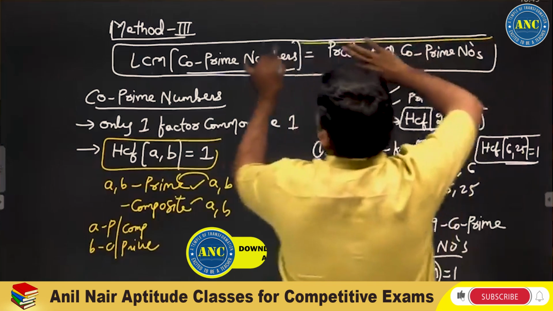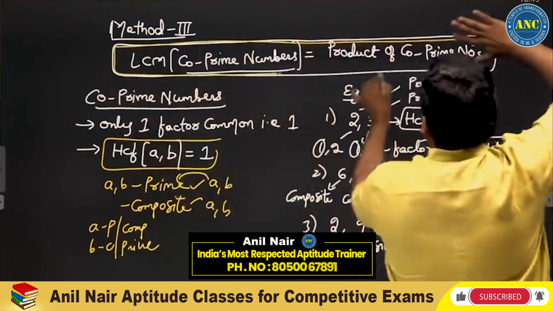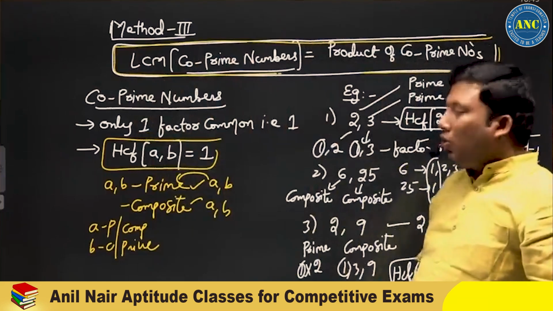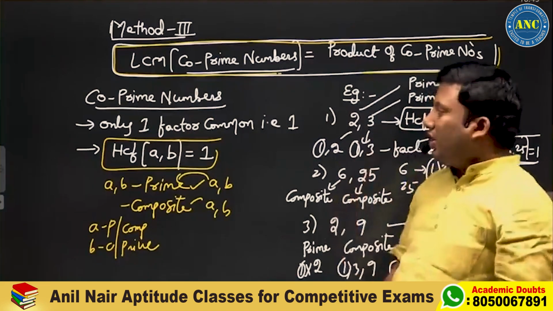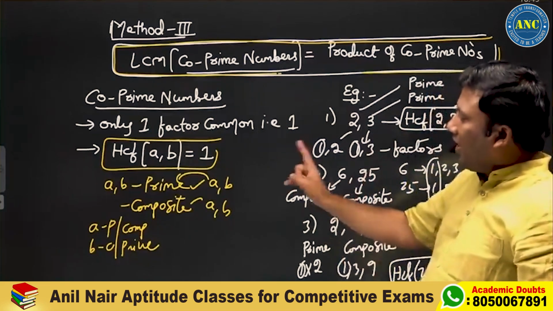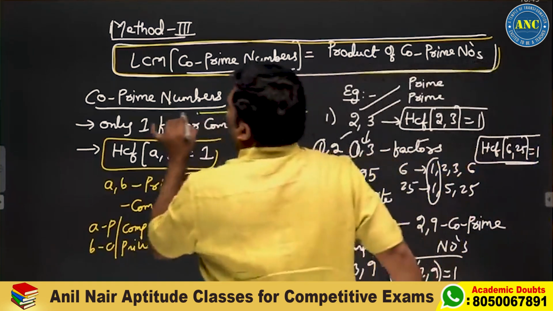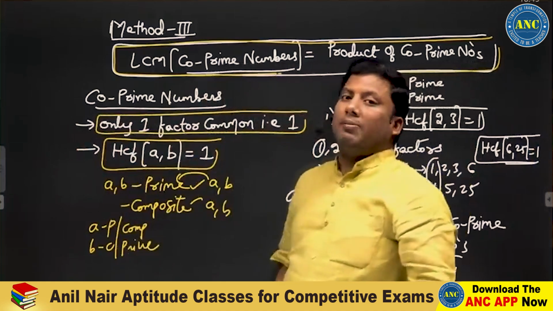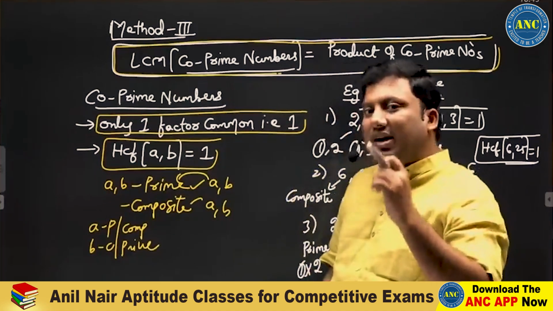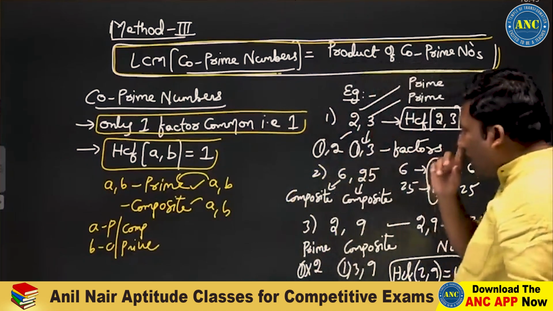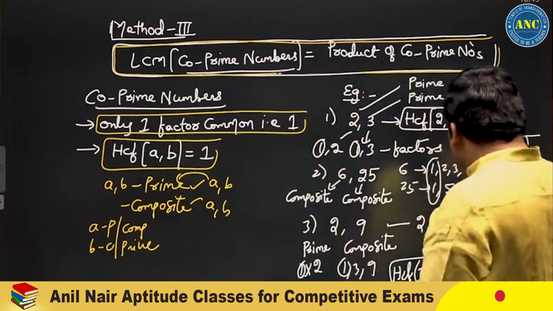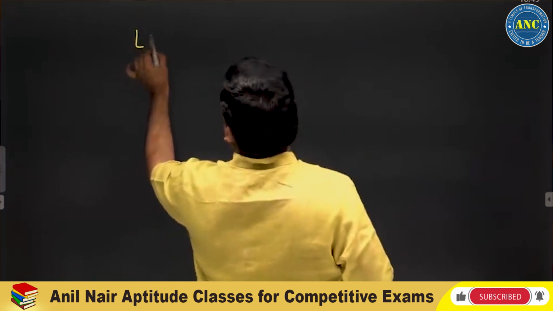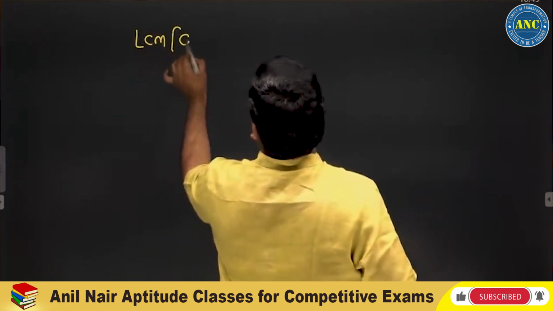LCM of co-prime numbers is the product. What do you mean by co-prime numbers? Two numbers are said to be co-prime if their HCF is 1. Or from a factors perspective, two numbers are co-prime if they have only one factor common, and that factor is 1. What are the various important key points with respect to co-prime numbers? Write down, sir.